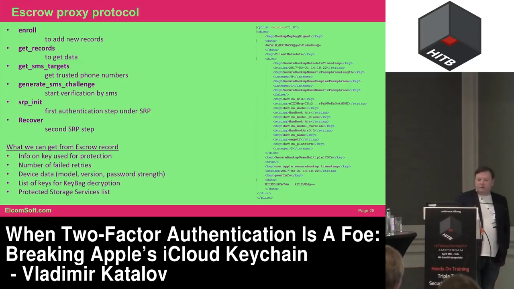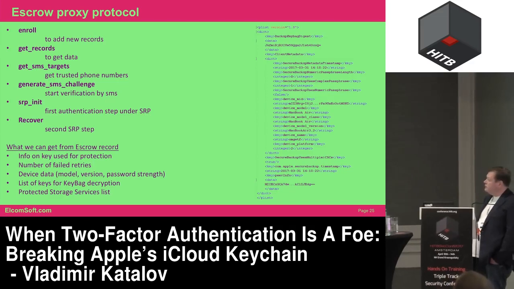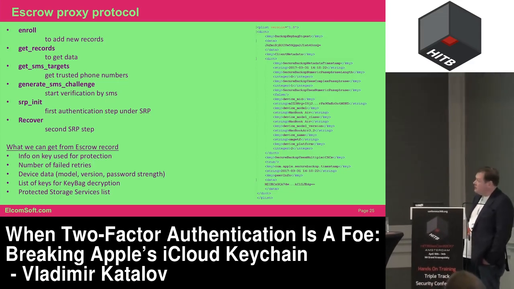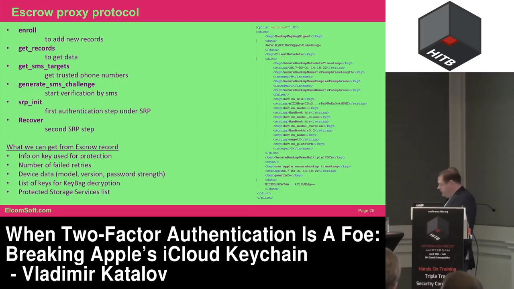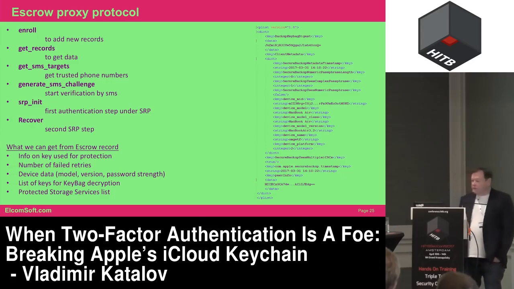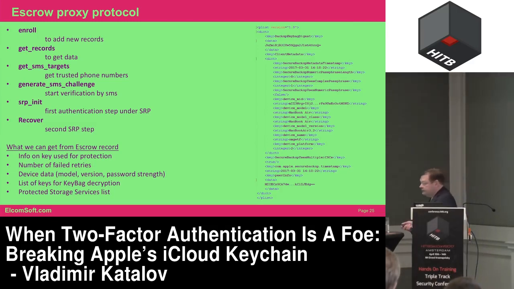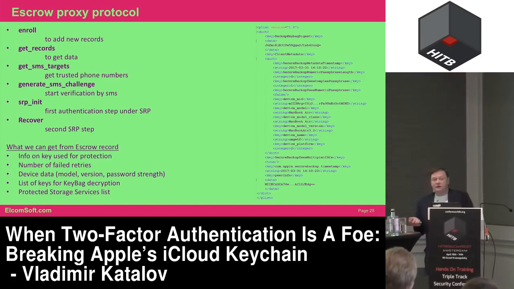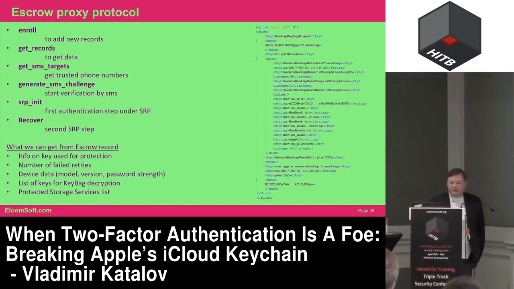There are not so many commands running there. There is an enroll command to add new records to the keychain. There is a command to get records from there. There is one more which is called get SMS targets, which returns the list of all the trusted numbers, and then using another command, generate SMS challenge, you select the number you wish, and you return the SMS code for the next step later.